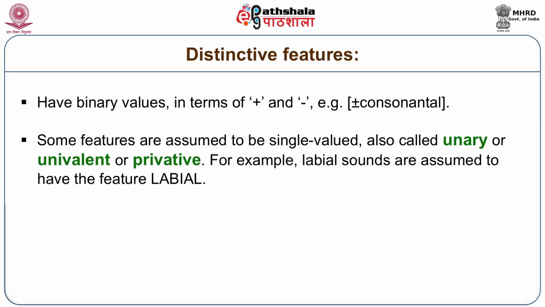Some features are assumed to be single valued. That means they don't have plus minus values, but they are just there. For example, labial. So a sound is either labial or not labial. It is not necessary for us to say that, let us say, L is plus minus labial. L is just not labial. There are features like this which are stated in terms of monovalent features or single valued features.